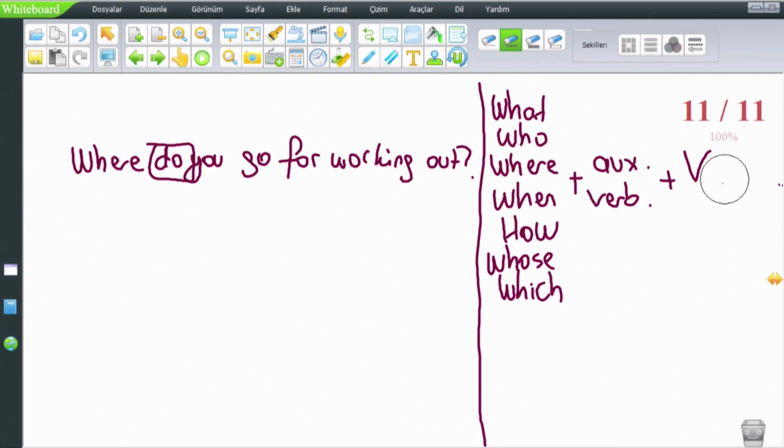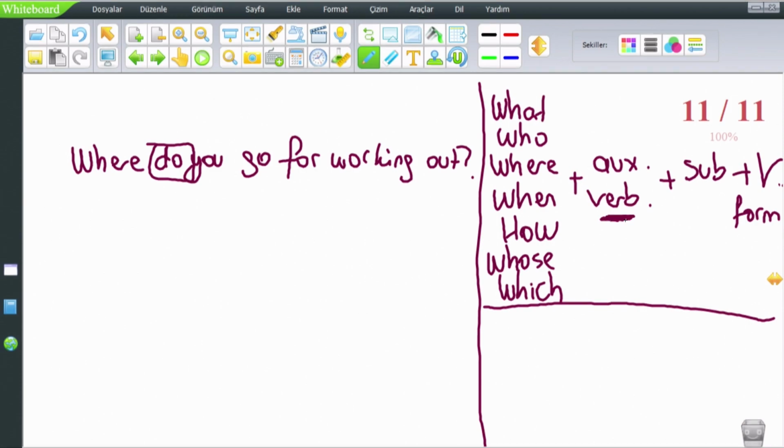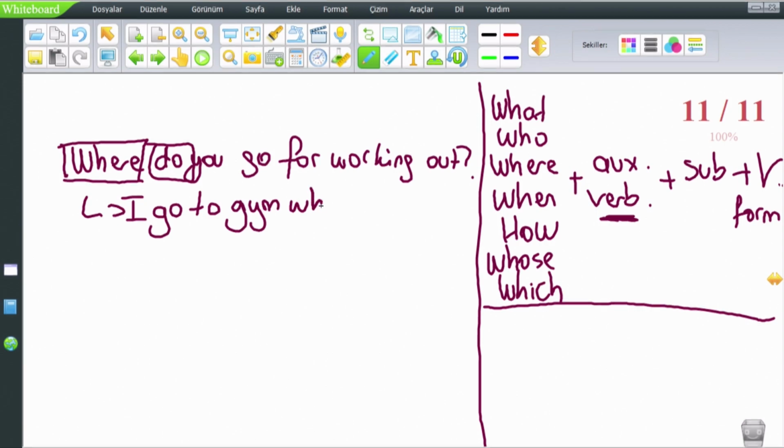After the auxiliary verb, we use the subject and then the correct verb form. It depends on the tense we are talking about. I will again talk about this auxiliary verb thing because it's going to be very helpful for you. Let's give an answer to this one. This time we can only have one answer because it is a specific question. For example, I go to the gym, which is near my home.